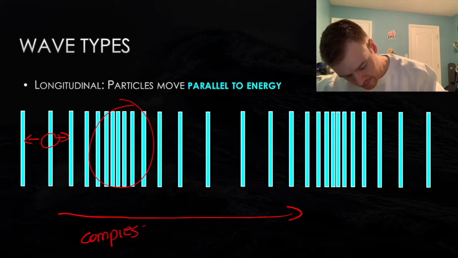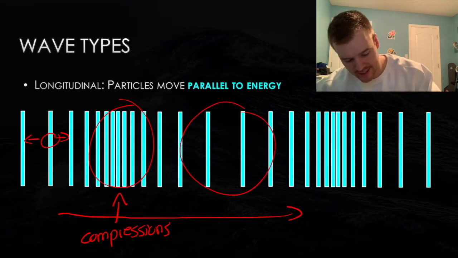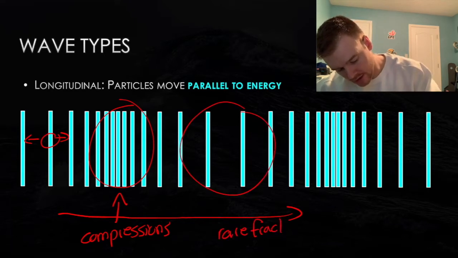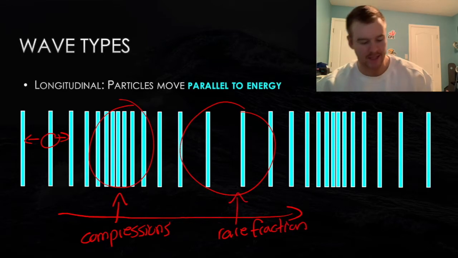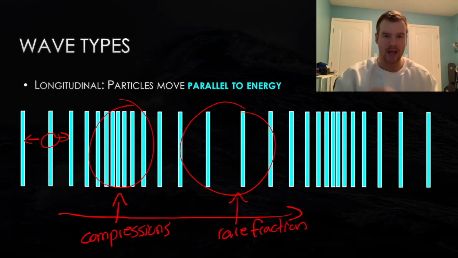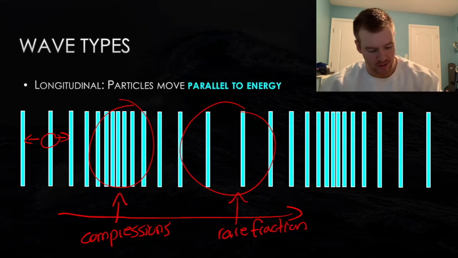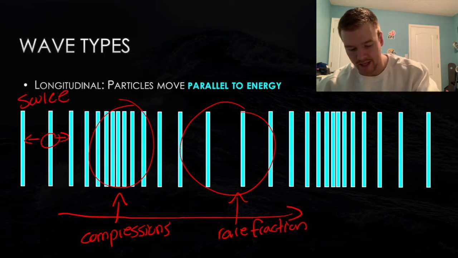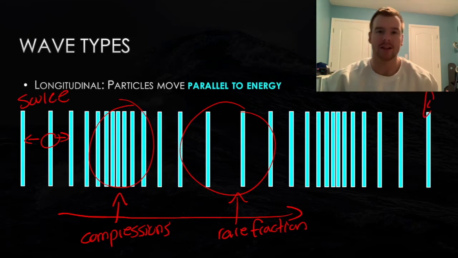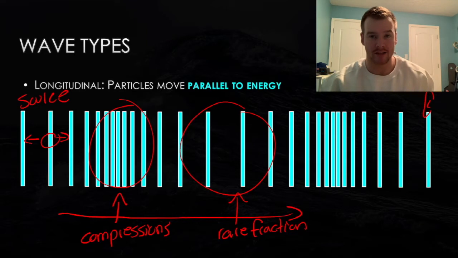Compress. And then when they spread out in places like this, this is called a rarefaction in a place like that. So moving back and forth this way, energy being transmitted this way as well. So this would be like the source of the wave, and this would be where we hear it. So say we have an ear listening to it at that point, parallel to the energy.